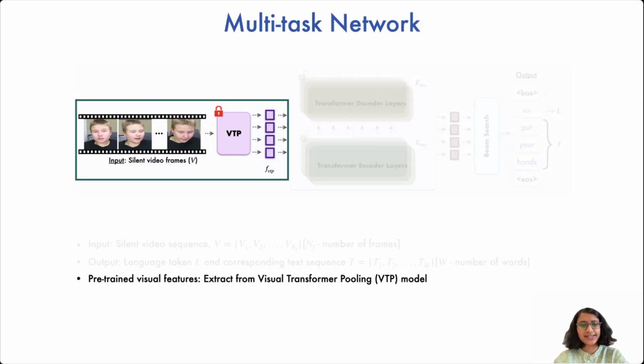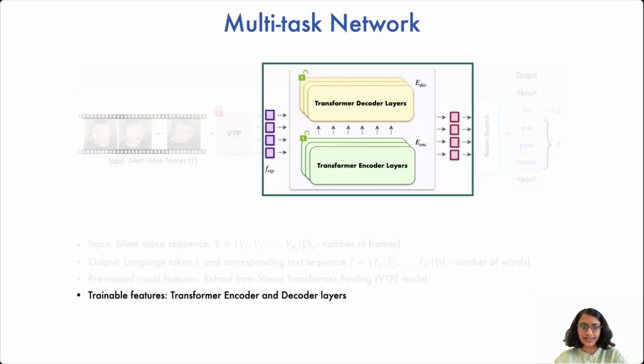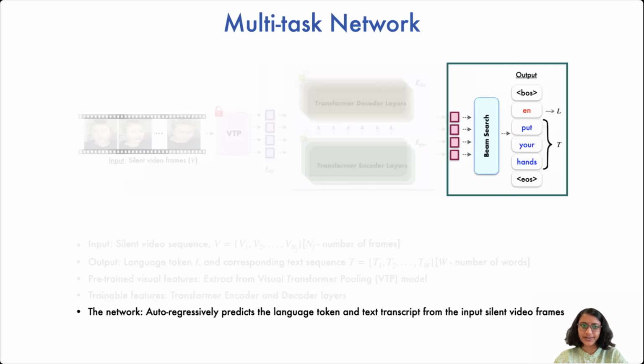From the input video, we start by extracting the visual features using the pre-trained Visual Transformer Pooling, or VTP, model. VTP serves as a robust visual backbone and outputs per-frame lip movement features. The VTP features act as input to the transformer encoder, which temporally encodes these to produce the encoder embeddings. This is followed by the transformer decoder, which cross-attends to the encoder and generates decoder embeddings. Finally, the network autoregressively predicts both the language token as well as the text sequence using beam search.